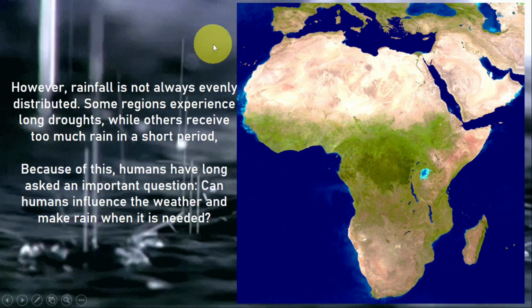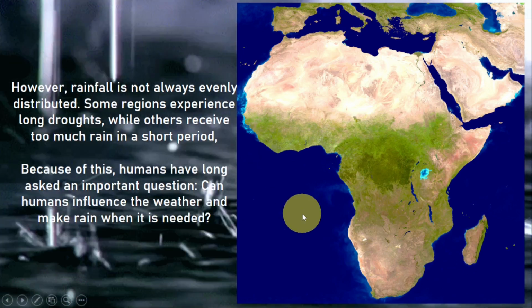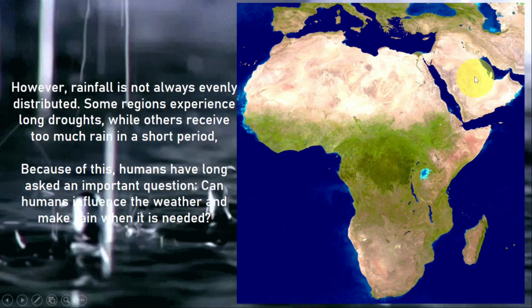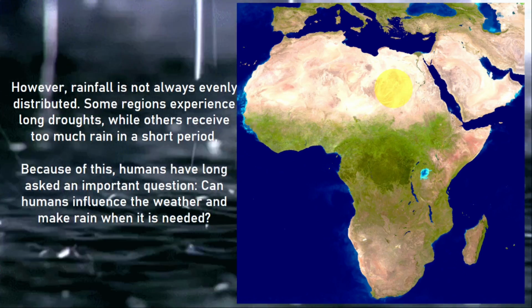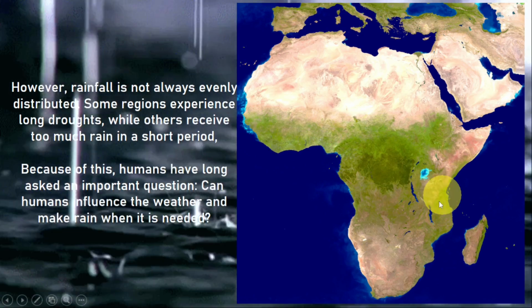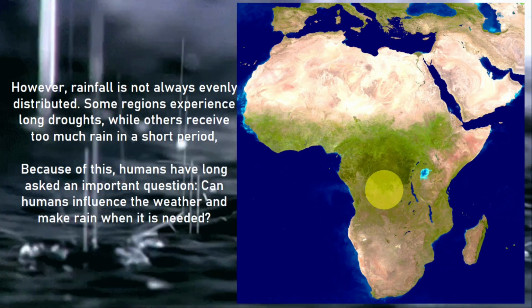rain is not always evenly distributed. Some regions like North Africa or even the Middle East do not experience frequent rainfall. There is a long period of drought in those places, while others like Central African regions and some parts of West Africa and East Africa experience frequent rainfall. So because of this, humans have always wanted to find a way to control rainfall.